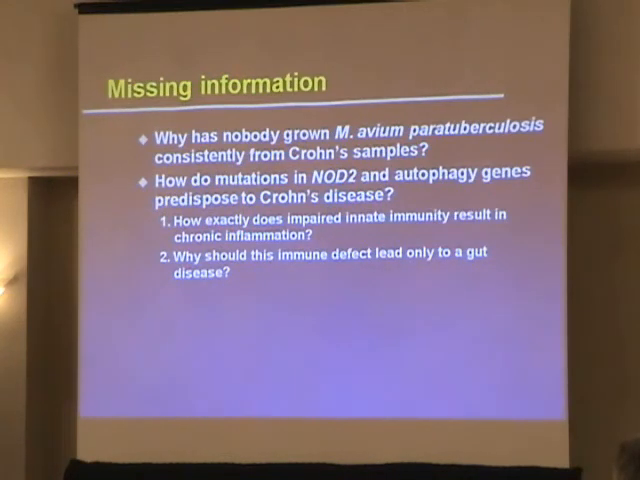And if you have this innate immune defect, why do you get a gut disease? Why don't you get a lung disease? Why don't you get a skin disease? Why don't you get a kidney disease? What is it about these defects that guides us to one anatomic site instead of others? And these are still, I think, critical deficiencies that have to be addressed.